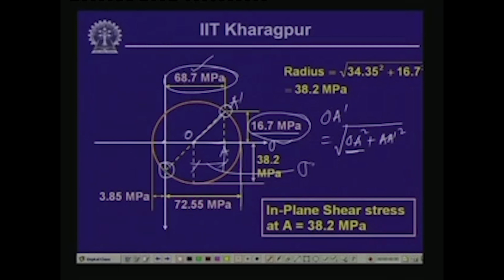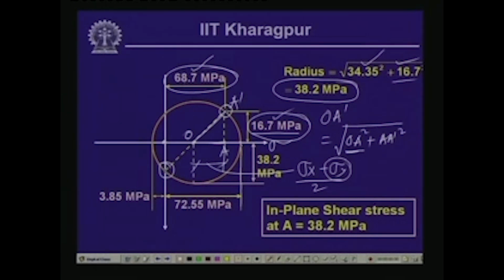Because this particular distance is sigma x minus sigma y by 2, and since sigma y is 0, this is sigma x by 2, which is 34.35 square, and this is 16.7 square. So, we get the radius value as 38.2 MPa.